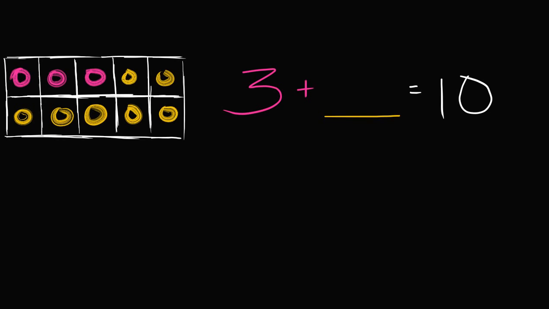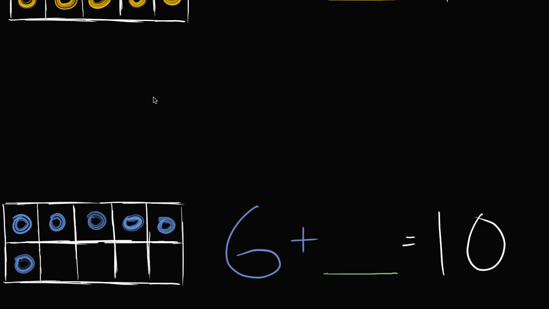So 3 plus what is equal to 10? Well, 3 plus 1, 2, 3, 4, 5, 6, 7 is equal to 10. Let's do one more of these.